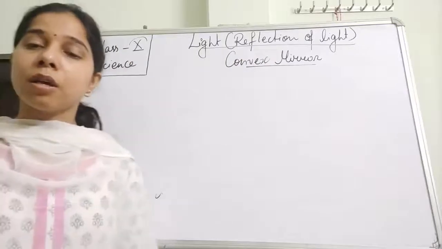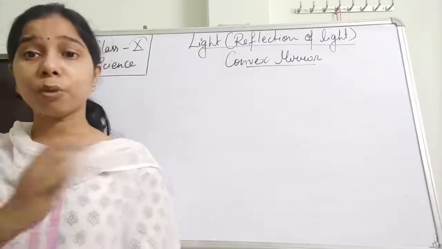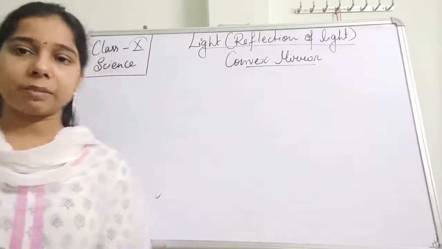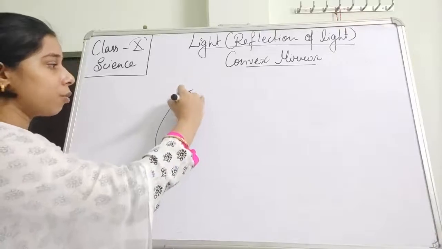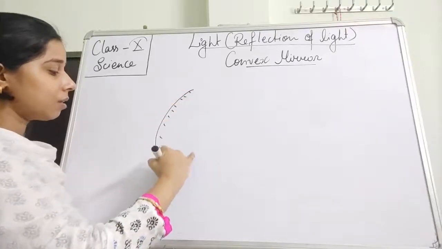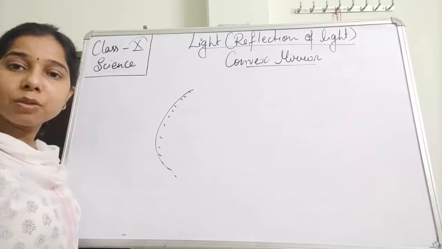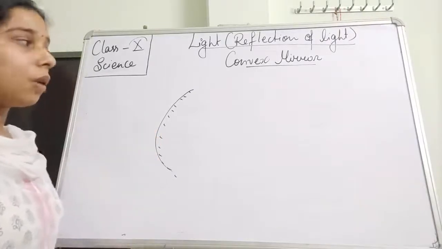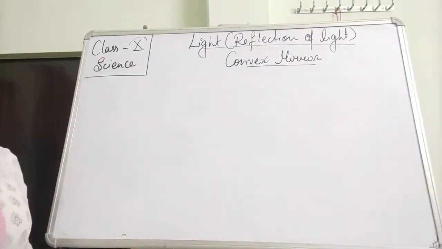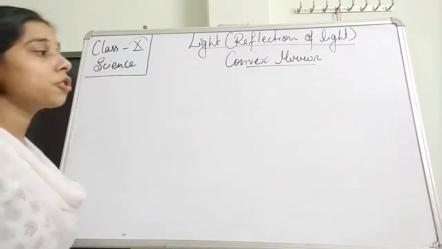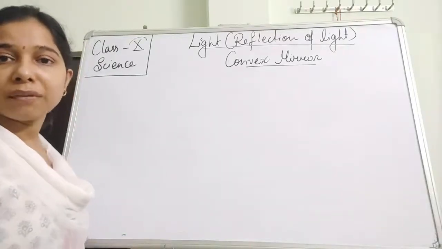Convex mirror, students. What is a convex mirror? Basically we said that the bulged out portion of the mirror is the convex mirror. It means this portion, this bulged out portion, is the convex reflecting surface. So the portion that bulges out is the reflecting surface, and this we call the convex mirror.